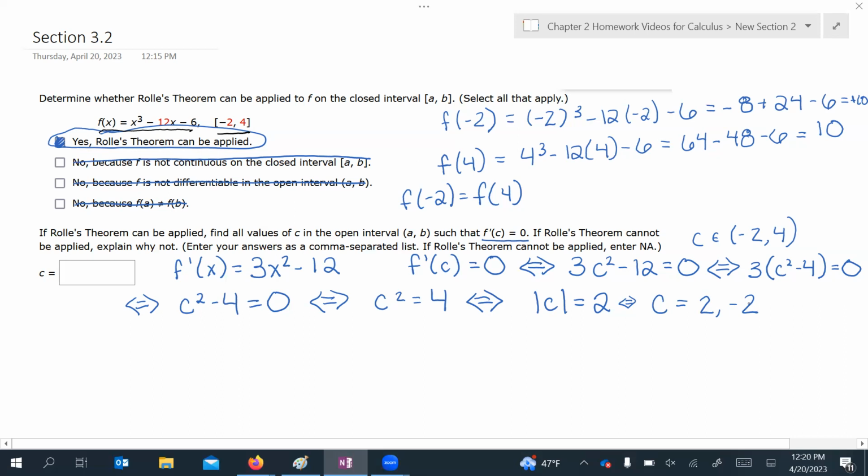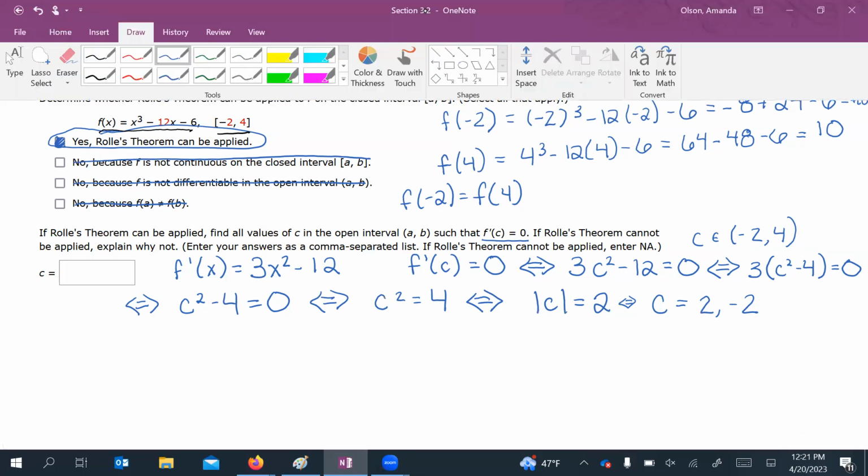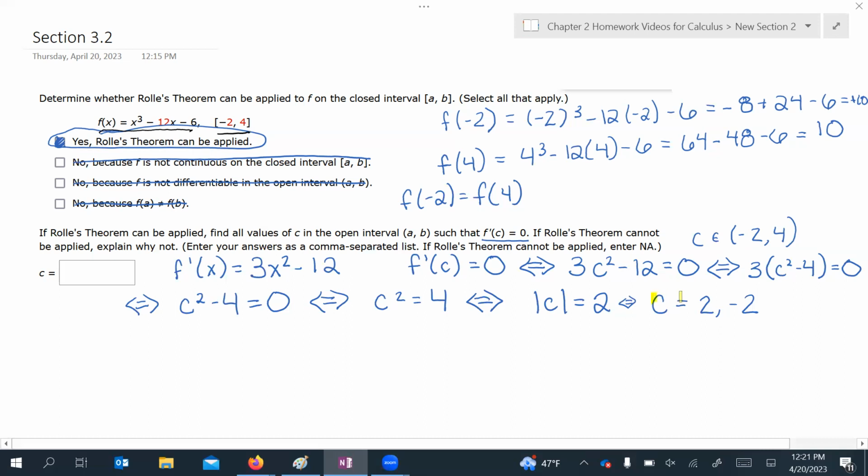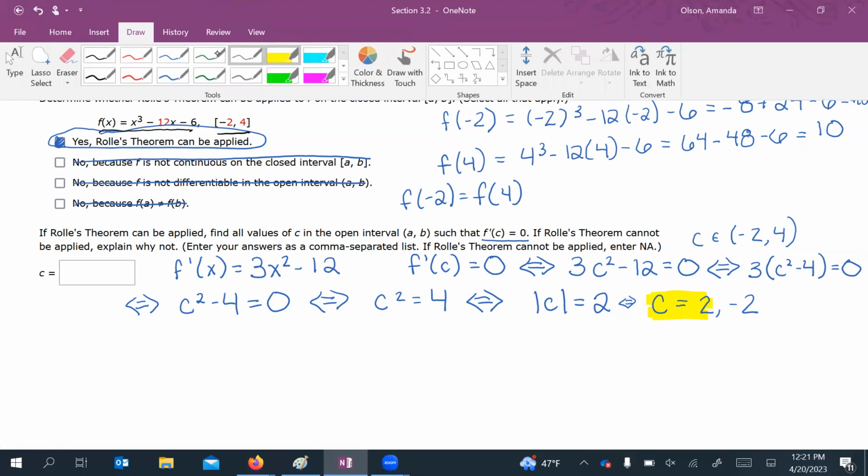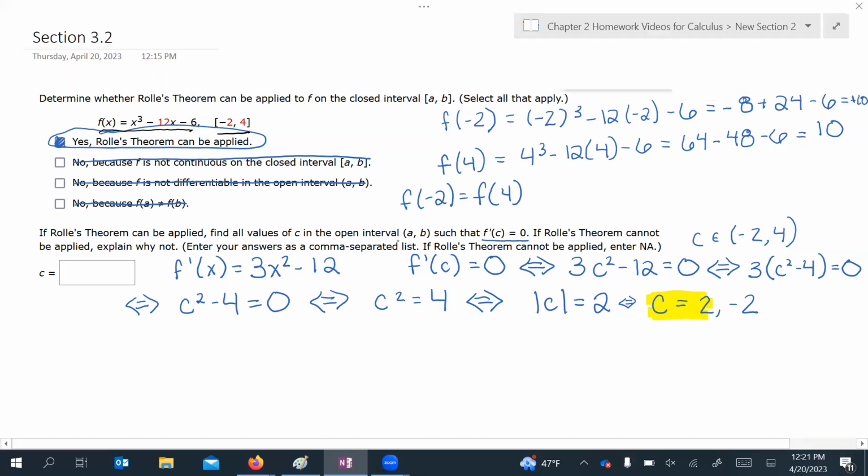-2 lies on the boundary of the open interval, and it's not included in the open interval. So the only value of c that we want to keep or consider is just the value of 2. 2 is strictly between -2 and +4. It's not one of the boundary points. So we don't use -2 since we do want just within the open interval. So our value of c is 2.